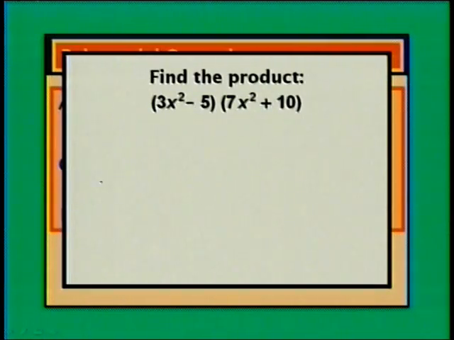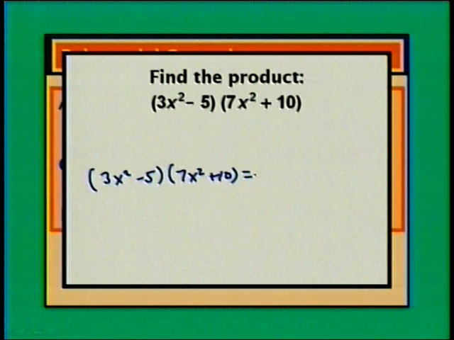Let's see an example. Suppose I'm trying to find this product: 3x squared minus 5 times 7x squared plus 10. When we FOIL, we tend to FOIL in our head, but since I'm illustrating this, I'm going to go ahead and write FOIL on the screen. The product of the first terms, 3x squared times 7x squared, that's 21x to the 4th.